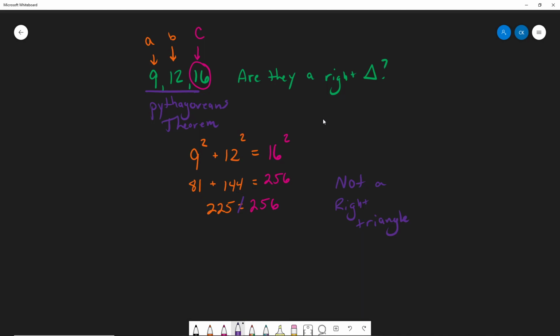All right? In order for it to be a right triangle, both sides would have to be the same. They would have to be equal to each other. So this would be considered a non-right triangle.